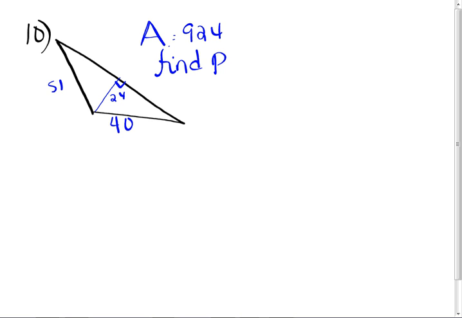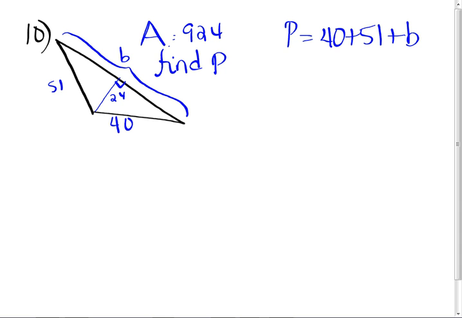Well, the perimeter is equal to 40 plus 51 plus this side. I don't know what this side is. What would you like to call it? Let's call it B. Okay, so that tells me now I need some more information. I need to find out what that side is.